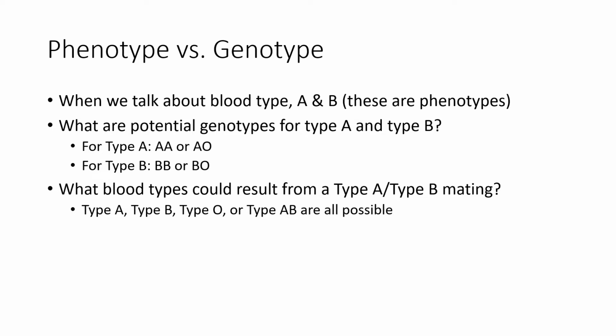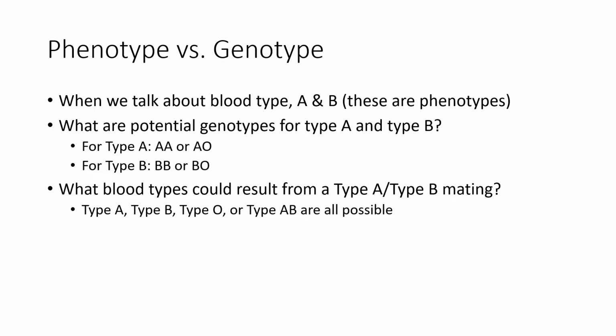There is a difference between phenotypes and genotypes. Genotypes are the genes inherited from both parents, and the phenotype in blood bank is the blood type, or the antigens expressed on the red blood cells. So when we talk about phenotype or our blood type, we mean type A, type B, type O, or type AB.